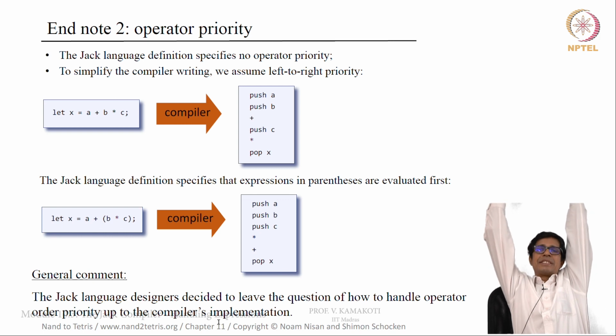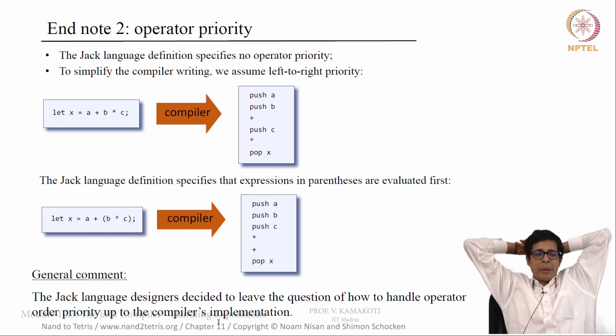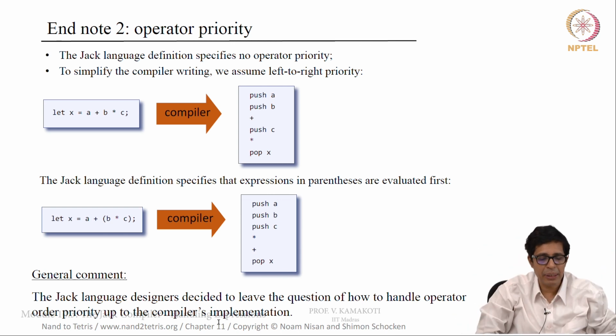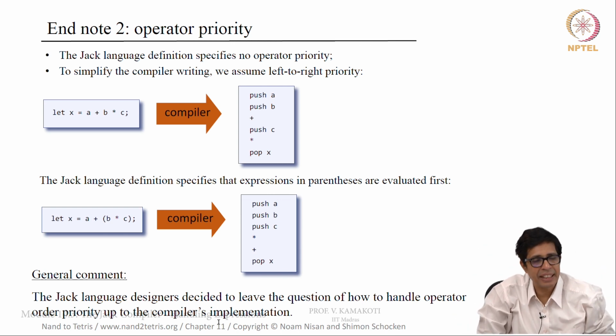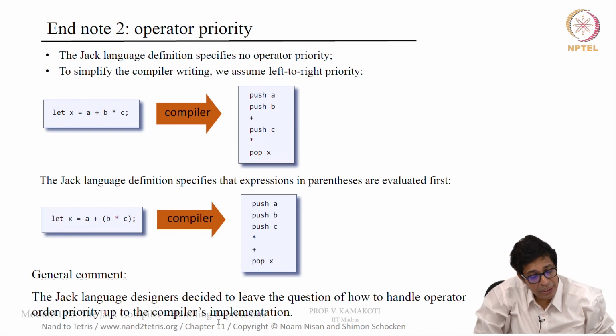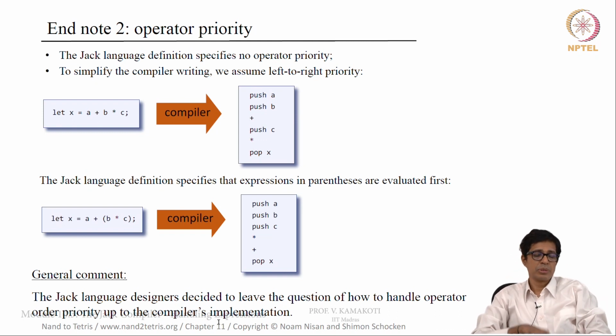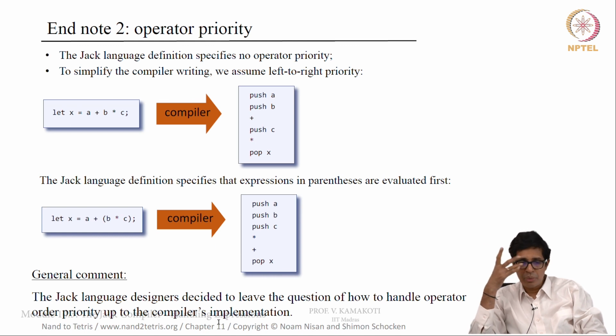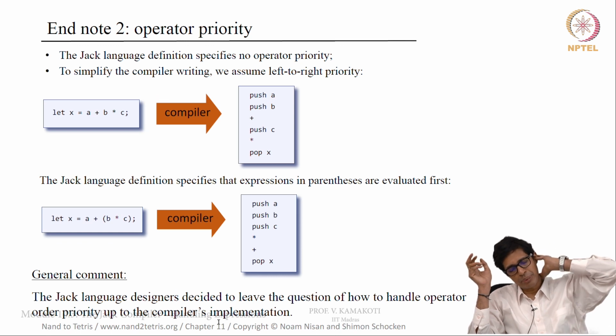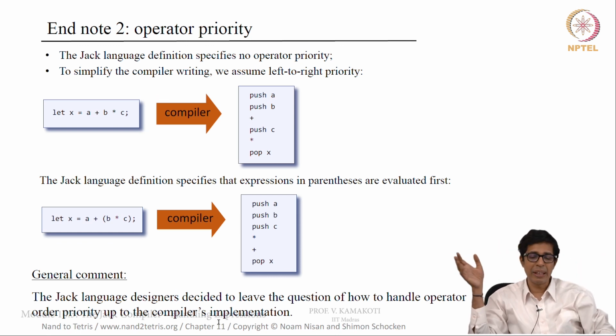And in many languages, a lot of time we are given operator priority. Suppose I say a plus b into c, b and c are multiplied first and then a, right. But in the case of our Jack language, we give a left to right priority. The Jack language definition specifies that expressions in parentheses are evaluated first, however. So when I say a plus b into c, we will be doing a plus b followed by the whole thing into c. That is what we mean by left to right priority.